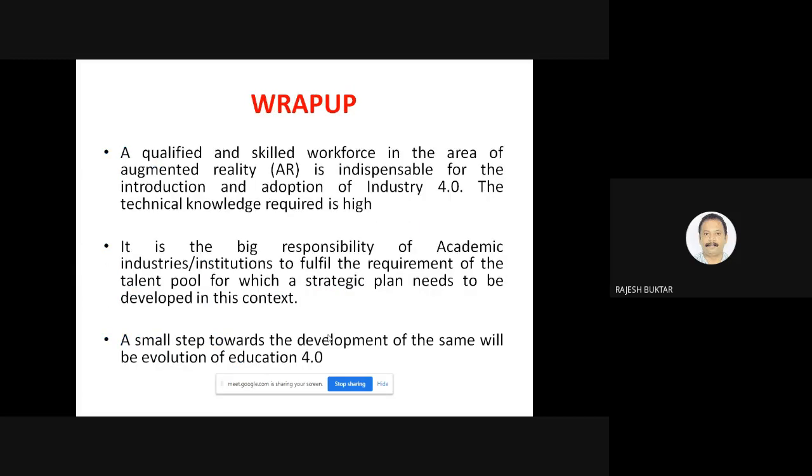Here, the last slide, the wrap-up slide: a qualified AR skilled workforce is indispensable for the introduction and adoption of Industry 4. The technical knowledge is required, and it is a big responsibility of academic institutes to fulfill this requirement, for which they have to supply the talent pool, the supply chain of talent pool, to the industries. They have to develop a strategic plan, and a small step towards this will be the evolution of Education 4.